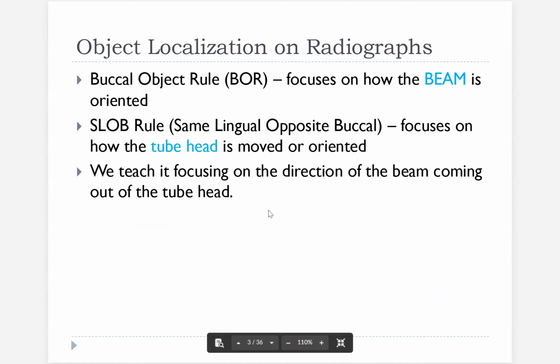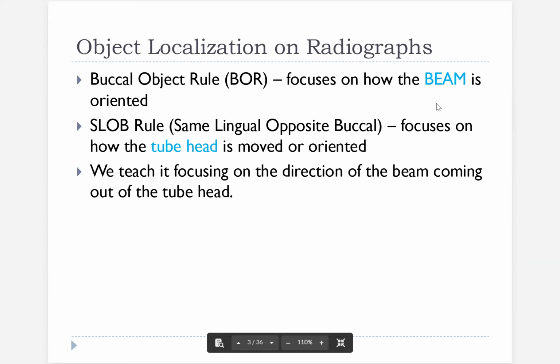So, what I want to say is just to remind you, we are focusing on the beam for this localization technique. The direction that the beam coming out of the tube head is going is the direction that any buccal object will move as well. That is opposite from the SLOB rule because that focuses on the tube head, and they're going to basically move in two opposite directions. So, chew on that until you feel really comfortable about it.